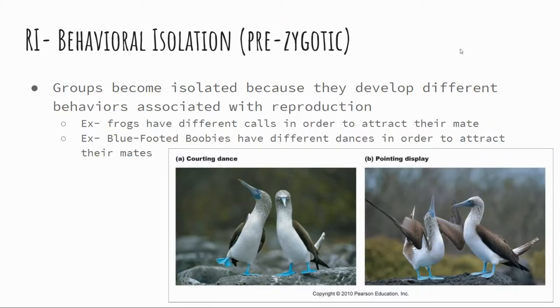Could have behavioral isolation. So groups become isolated because they develop different behaviors associated with reproduction or the selection of mates. So for example, frogs have different calls in order to attract their mates. So the female frogs know which calls they're looking for. Another example is the blue-footed boobies have different dances in order to attract their mates, and these dances do not attract other organisms or other birds.